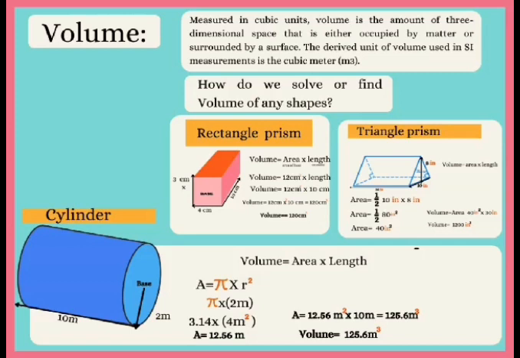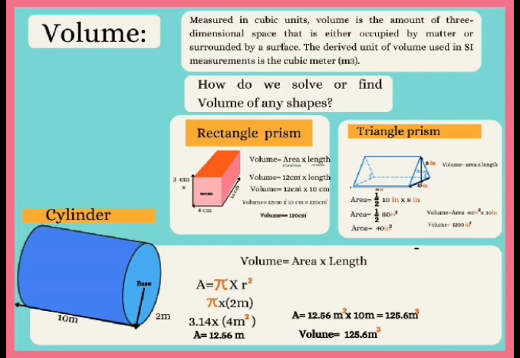So what about the length? The length is 30 inches. So we already found the length. So 40 inches squared times 30 inches is equal to 1,200 cubic. So we have 1,200 inches cubed.